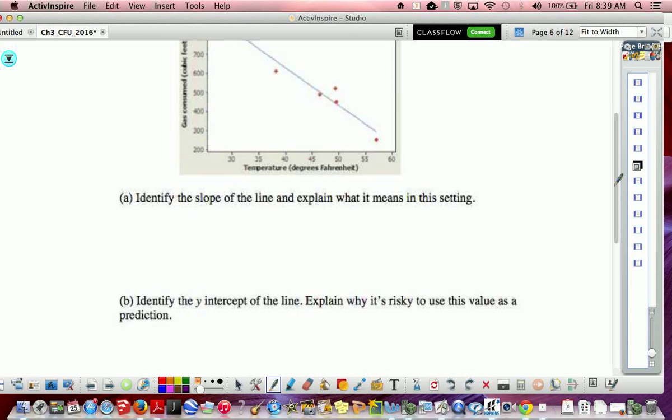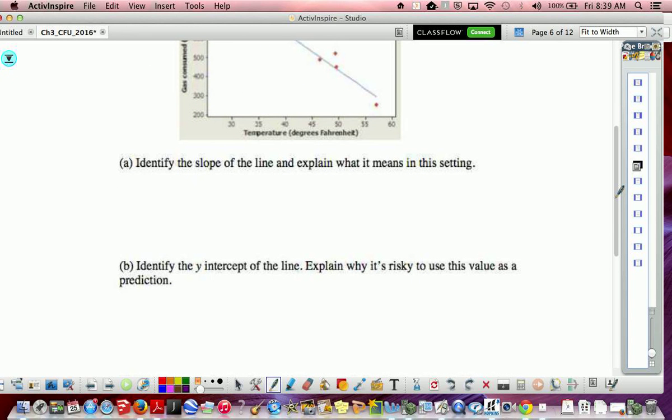So how is it decreasing? Well, that's your slope. So here it says identify the slope, so it's kind of a repeat of the first problem. Our slope is the number in front of the x, 19.87. What does this mean? Well, the predicted amount of gas used in cubic feet, and I apologize, our slope was negative 19.87, is going down by 19.87 cubic feet for each additional degree in temperature that goes up.